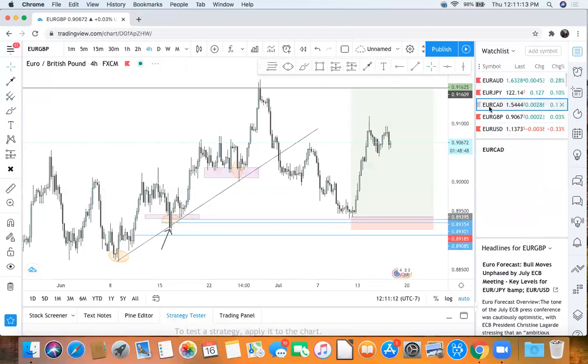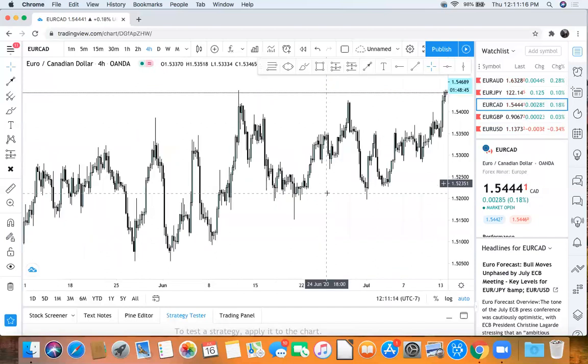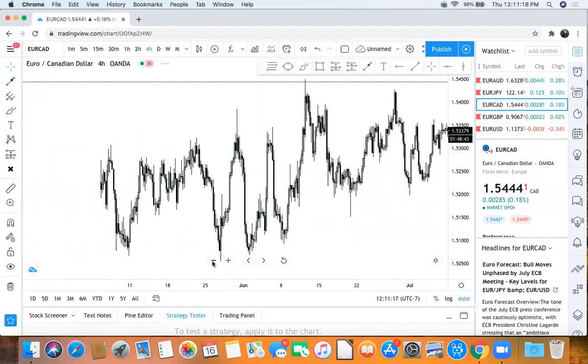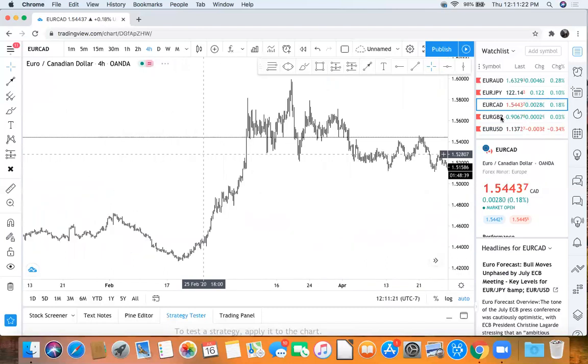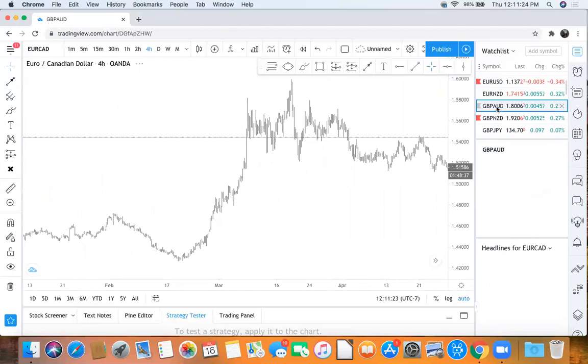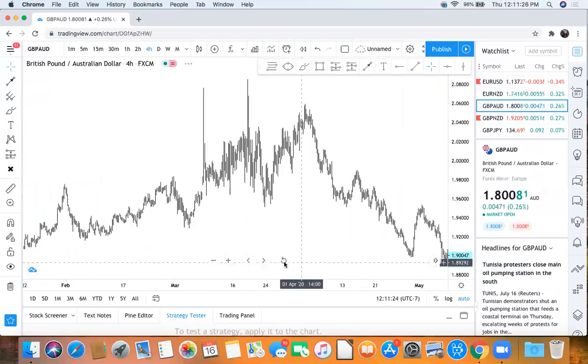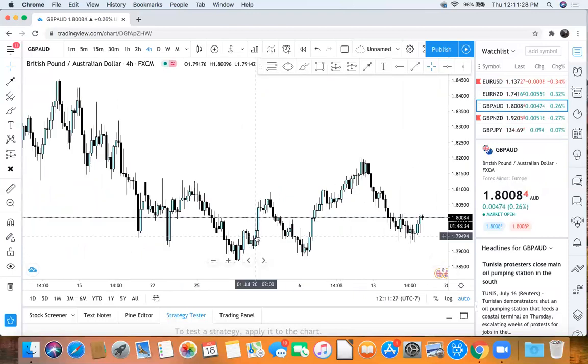Let's see if we find another good example of a false trend. So okay, let's zoom out. Let's see EuroCAD. Let's see if we find a nice example. Looking here, going to the downside instead of to the upside now. So you guys can see how the market reacts with false trend formations.